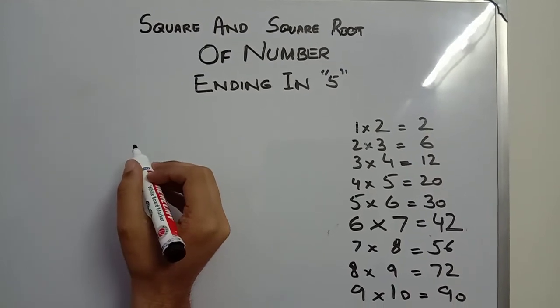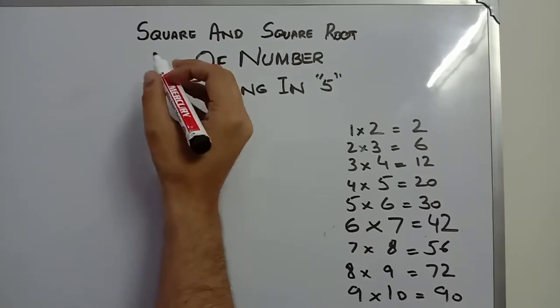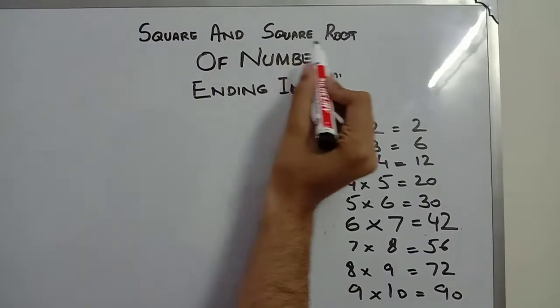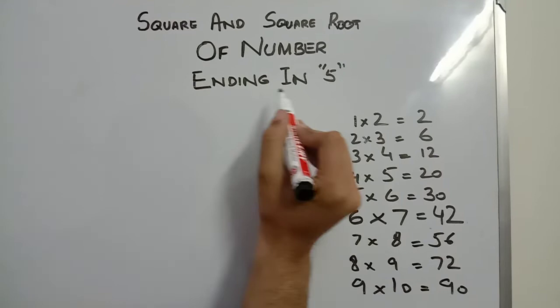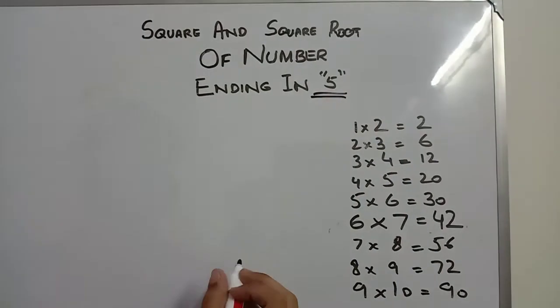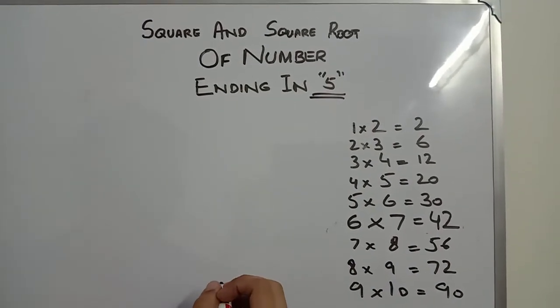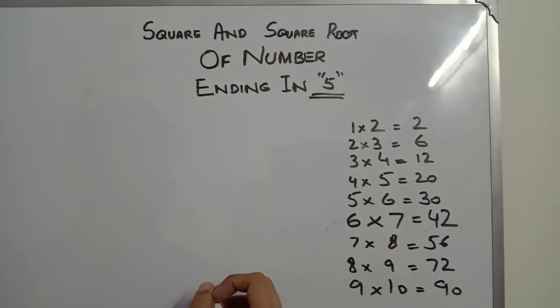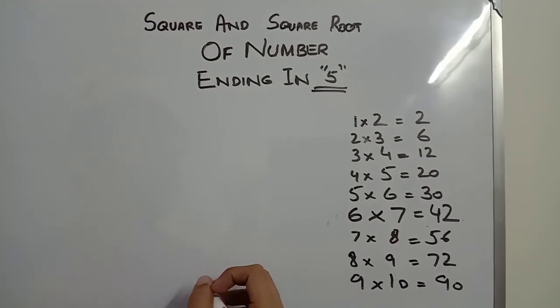And this trick is basically for the calculation of square and square root of a number that is ending in 5. This technique is very simple and very easy, and it will be very helpful for you in calculations when calculators are not allowed.